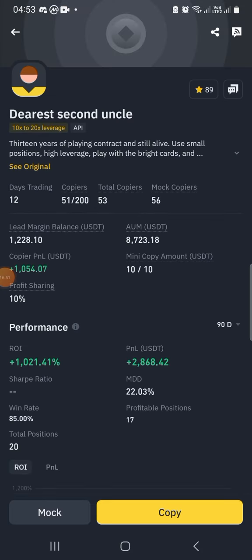So let's say I'm going to copy the second uncle, but you can see that he uses API trading, and also 10 to 20 leverage, right? So let's just assume that I'm going to go with him, but when you want to go through it, you can use the various parameters and then see whose trading pattern looks good. For me, I think this trader is not bad, and his minimum is 10, so $10. So this guy allows that even if you have $10, you'll be able to start copying him, right? So let's go to copy.